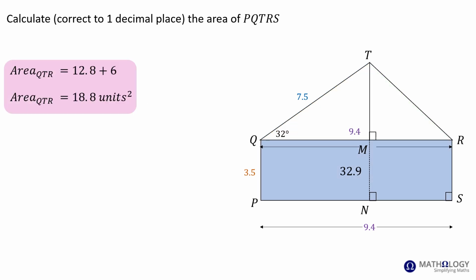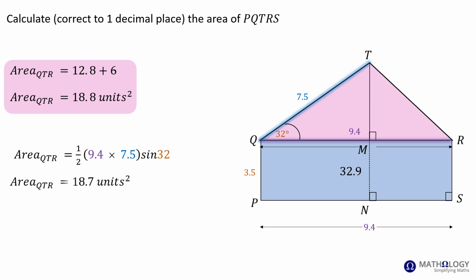There is an easier way to determine the area of triangle QTR, and that is by using the area rule. The area of triangle QTR equals a half QR times QT, sine 32, which equals approximately 18.7 square units. The difference between the two answers is due to the rounding of decimals.